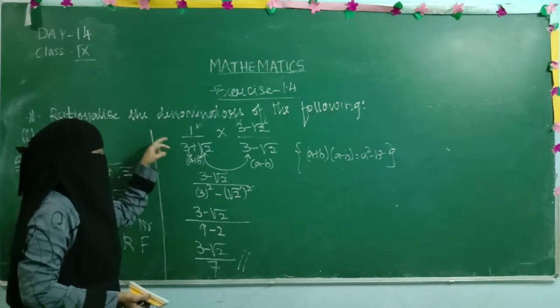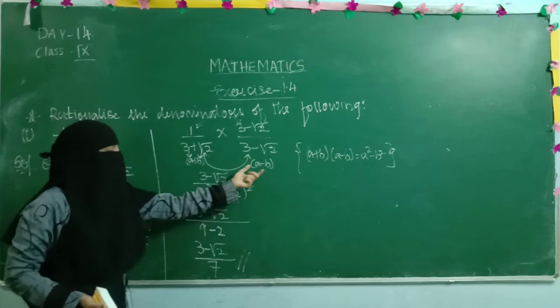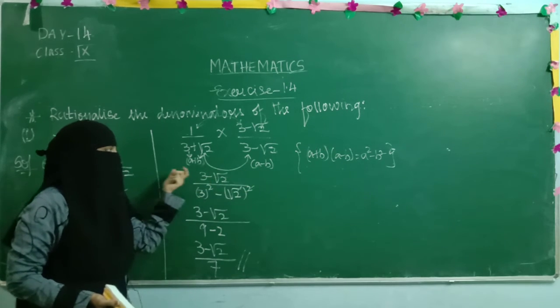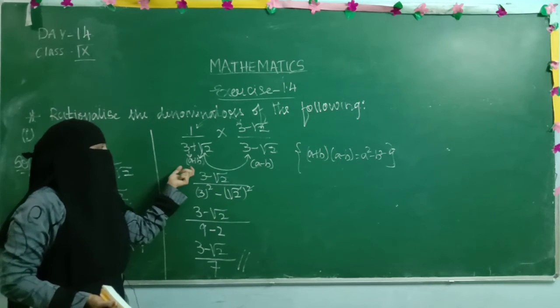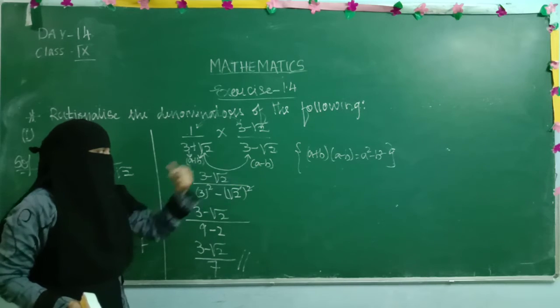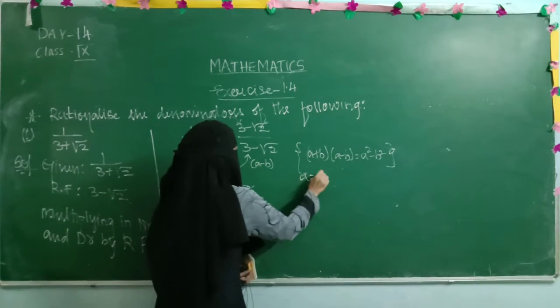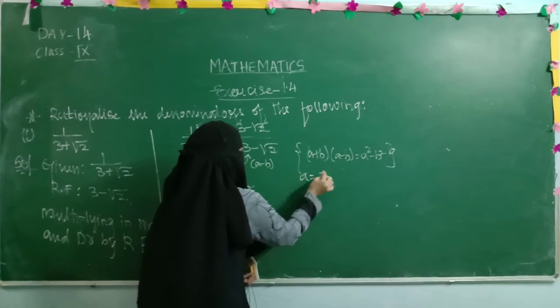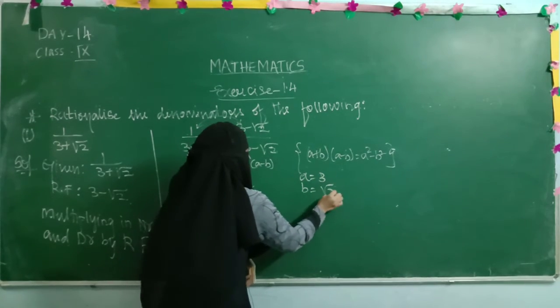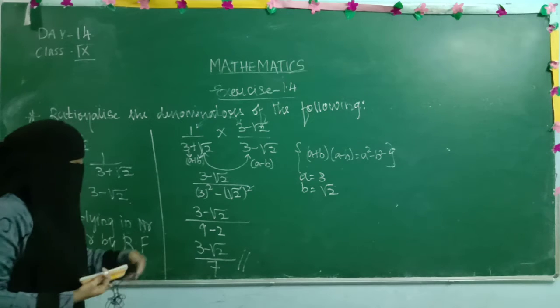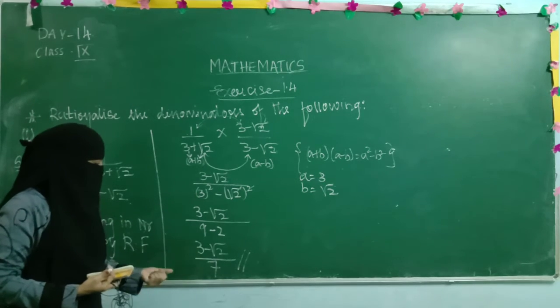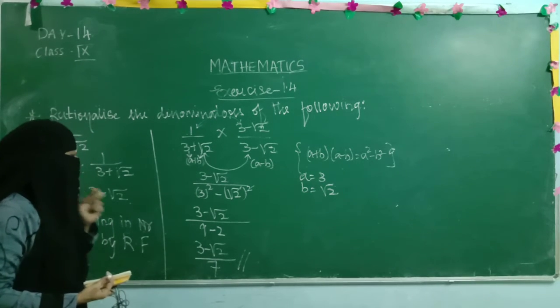Here we have done. This is in the form of a plus b, this is in the form of a minus b. We have an identity based on this, a plus b into a minus b equals a square minus b square, where we clearly get the value of a is 3 and the value of b is root 2. So we substitute in this and we got the answer as 3 minus root 2 by 7.